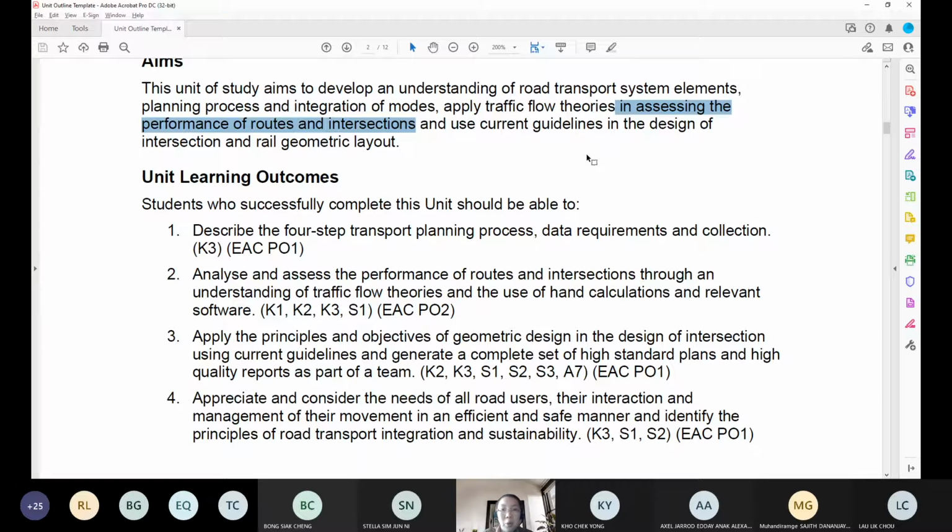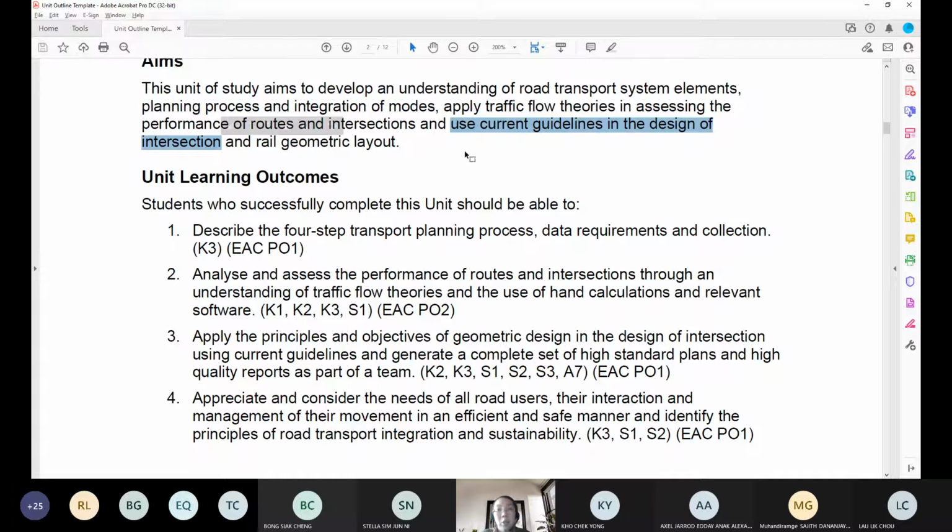Okay, so as part of the syllabus and as well as part of future traffic engineers, you will need to know how to assess these intersections. All right. And we'll also look into using guidelines to design the intersection. So one part is to assess the intersection and the other part is to design the intersection.